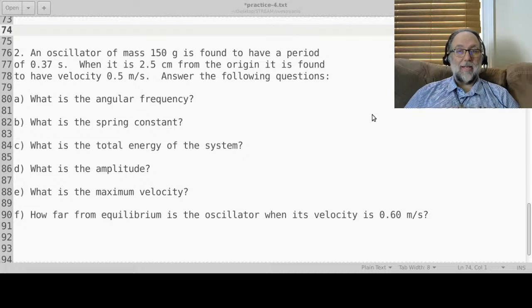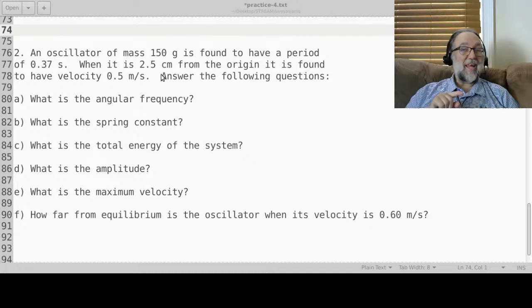Okay, so having said that, let's do this problem, right? So an oscillator has a mass of 150 grams. We're going to have to convert that to kilograms. And it's found to have a period of 0.37 seconds. And that's the time it takes for the oscillator to make one complete cycle. Okay, so it takes 0.37 seconds. That's what you would measure in the lab.